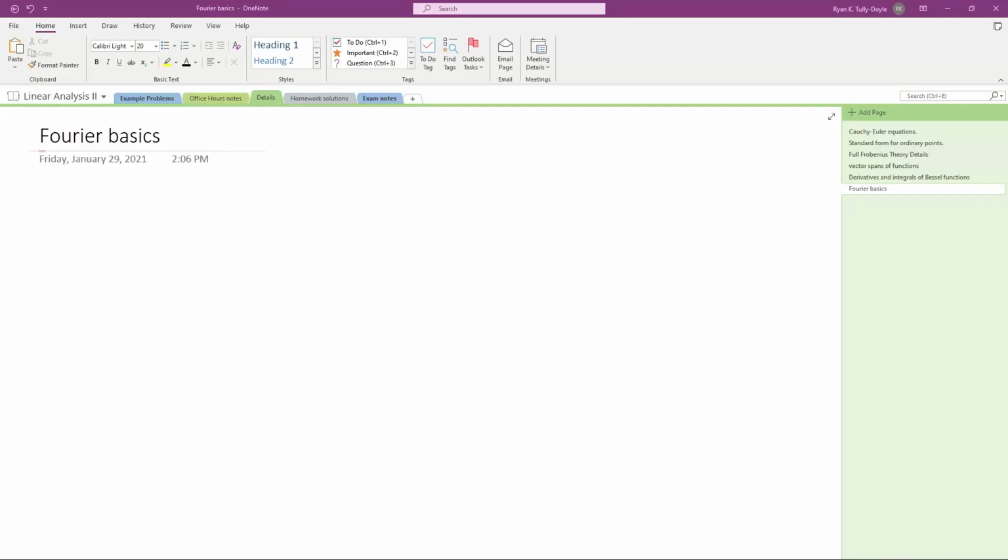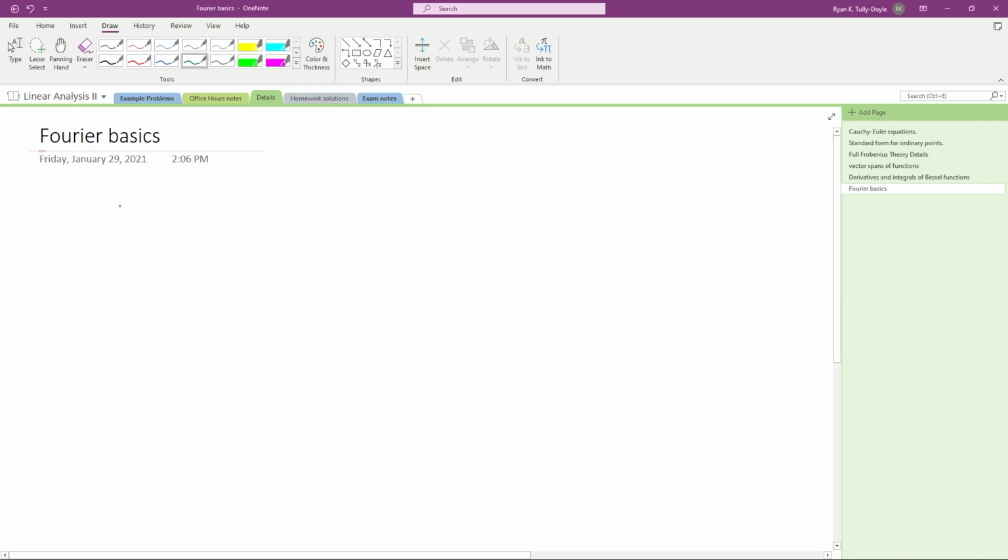All right, guys, so this is going to be a walkthrough of some of the basic ideas that we use when we're talking about Fourier series. The position that we're in right now is that we know what a Fourier series is, but we don't actually know how to compute one. So let me write down what I mean by that.